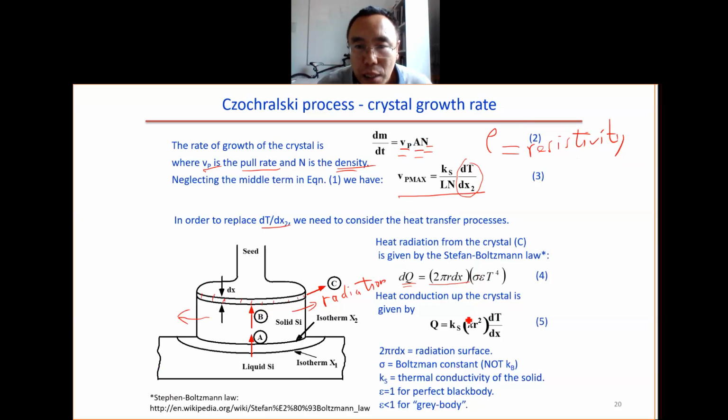Sigma is the Boltzmann constant. We know Kb is also a Boltzmann constant, but this one is the Boltzmann constant for black body radiation. Epsilon is the emissivity of the surface. For a perfect black body, epsilon equals 1. For a gray body, epsilon is less than 1. It is proportional to T to the power 4. So this is the black body radiation.